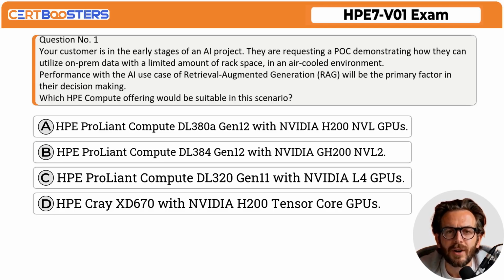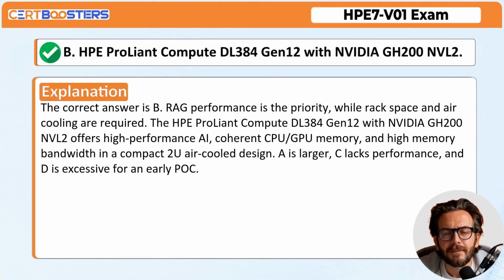A. HPE ProLiant Compute DL380A Gen 12 with NVIDIA H200NVL GPUs. B. HPE ProLiant Compute DL384 Gen 12 with NVIDIA GH200NVL2. C. HPE ProLiant Compute DL320 Gen 11 with NVIDIA L4 GPUs. D. HPE Cray XD670 with NVIDIA H200 Tensor Core GPUs. Correct answer: B. HPE ProLiant Compute DL384 Gen 12 with NVIDIA GH200NVL2. Explanation: the correct answer is B.